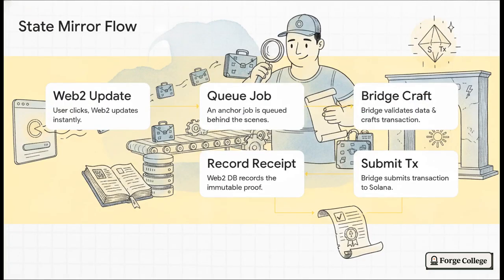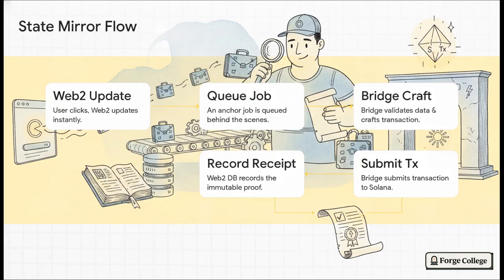So let's trace how the state mirror actually flows in practice. Step 1, the user clicks a button, and Web 2 updates instantly. They feel absolutely no lag. Step 2, behind the scenes, an anchor job is quietly queued up. Step 3, our faithful baggage handler, the bridge, grabs this data, validates it, and crafts a cryptographic transaction. Step 4, the bridge submits it to Solana. And finally, Step 5, Solana gives a receipt, and the Web 2 database securely records that immutable proof.